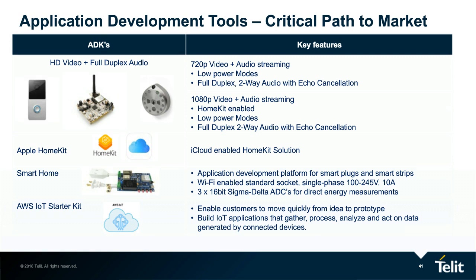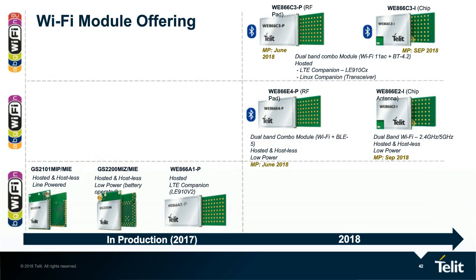Now, with that, I will just take you through the Wi-Fi module offering which Tillit offers. As you can see in the bottom left, there are 3 different modules in production today: 2101 MIP, 2200 MIZ, and WE8667P. And all of these are BGN capable today.